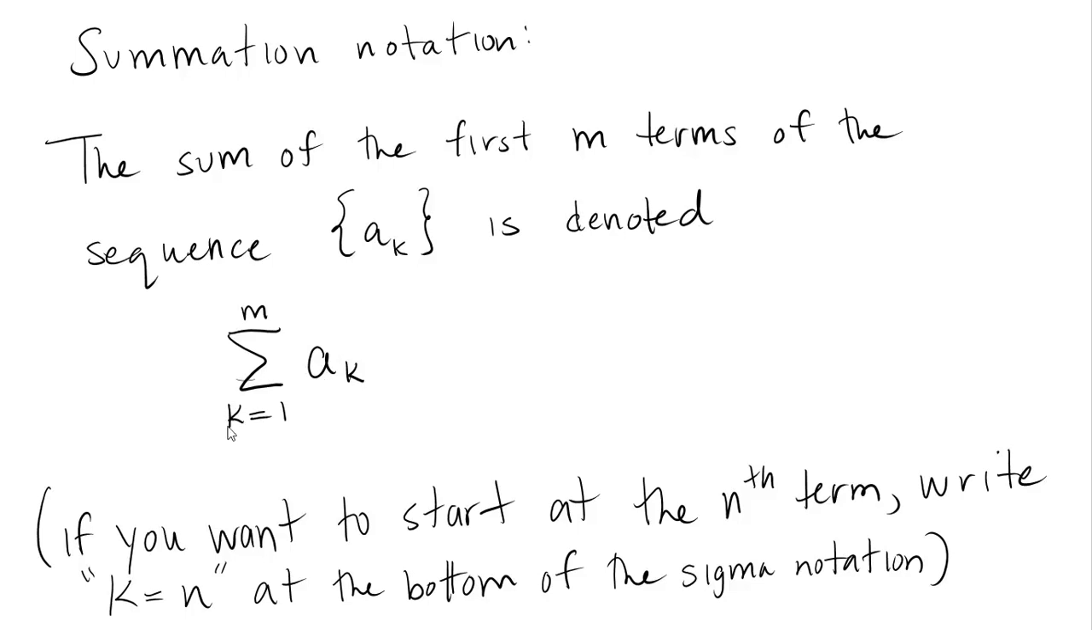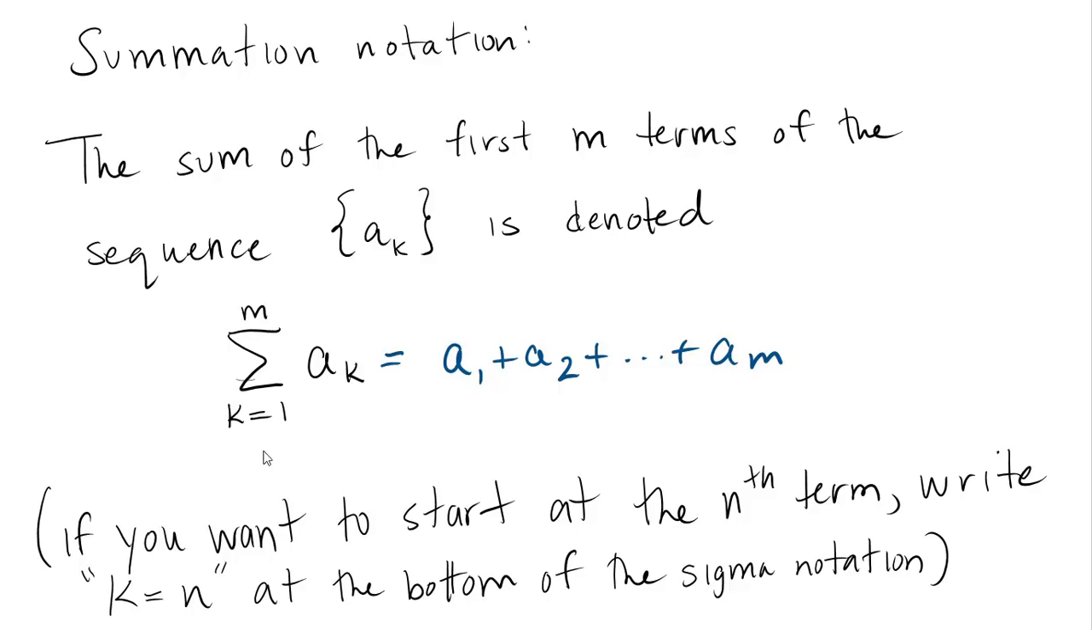At the bottom of the sigma notation, we write which term we're going to start the sum with. So if we're adding up the first m terms, then we're going to start with the first term, so it says k equals 1. At the top, we write the position of the last term of the sequence. So we're going all the way up to the mth term so that we can add up the first m terms. So in other words, this notation is saying start with the first term of the sequence and then continue adding the terms until you reach the mth term of the sequence. This tells you where to stop. The bottom number tells you where to start, and the top number tells you where to stop.